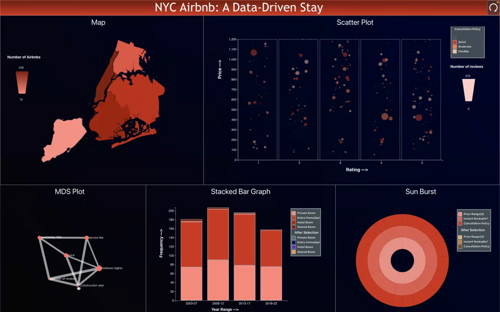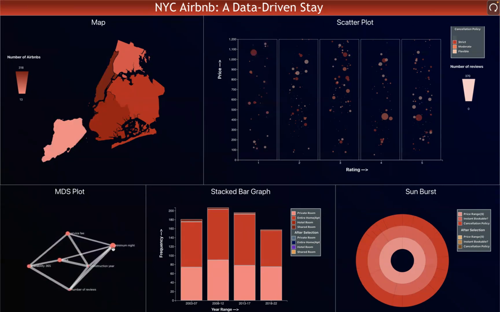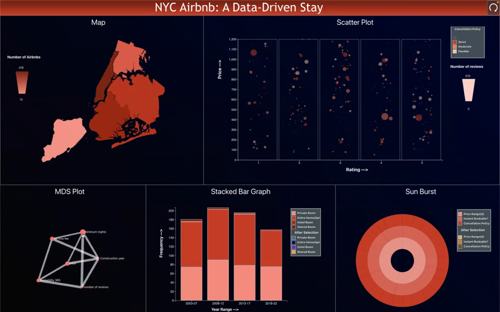As you can see, minimum nights is the one which is most related with the rating. So it shows that there must be some sort of constraint placed on the higher rated Airbnbs for the minimum nights to maintain their ratings.